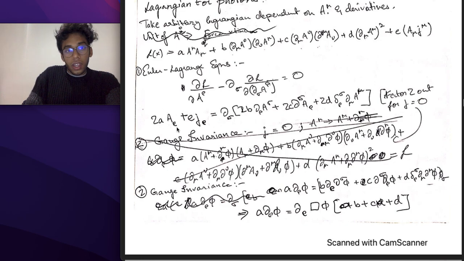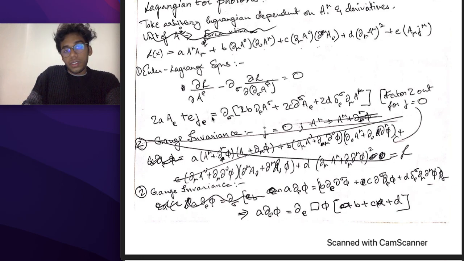So 2A rho plus e j rho is equal to dou sigma of the term whose derivative is 2b plus 2c plus 2d, and you can factor. So you can take a case where the current is zero, where there is no current, and therefore in that case, for example, the propagation of light, which is the free photon, you have your j equal to 0.